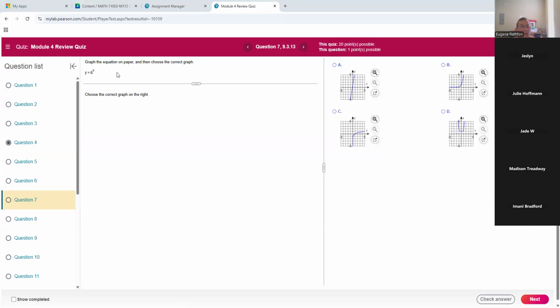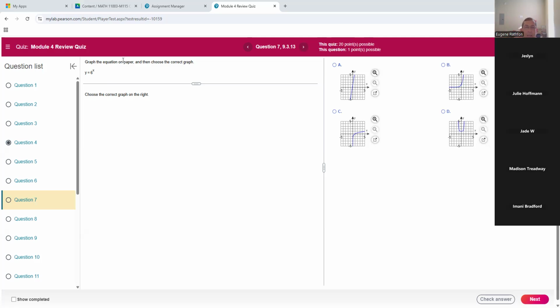So they want us to graph the equation on paper and choose the correct graph. Now that is y equals 6 to the x. That's an exponential graph, okay? And the exponential graphs always had one shape where they sort of went to the right and then uphill.